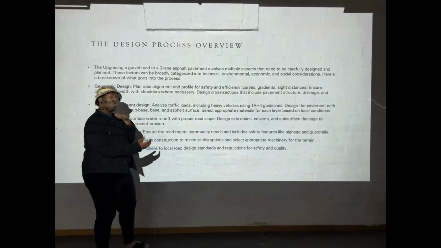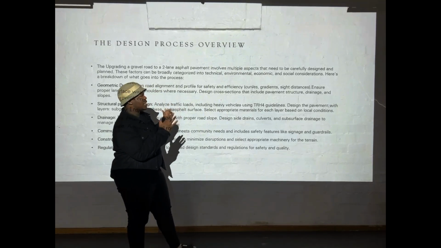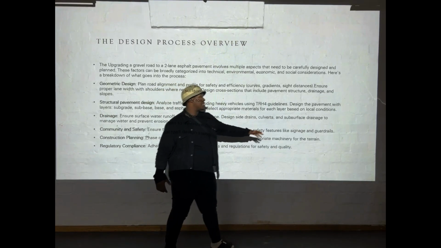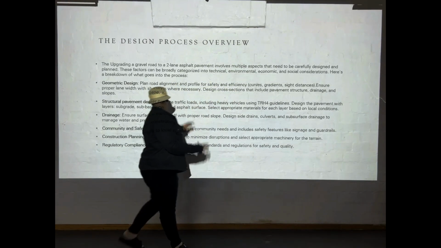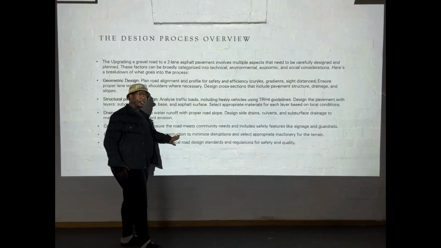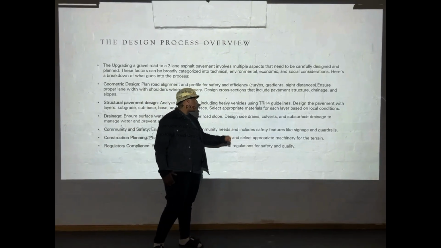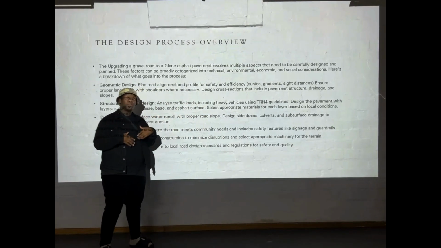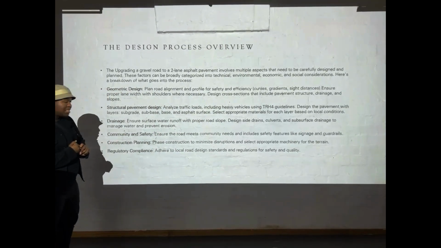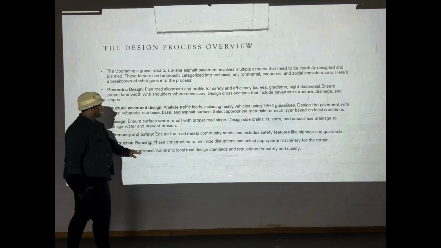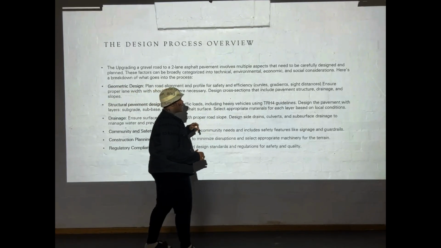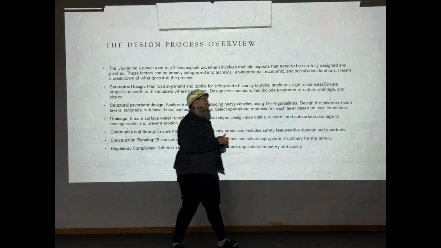Community and safety, where we ensure that the road meets the community needs, and safety features such as the guardrails. Construction planning is a phase in construction to minimize disruption and to select appropriate machinery for the terrain. And finally, but not least, is the regulatory compliance, where we adhere to the local road design standards and regulations for safety and quality.